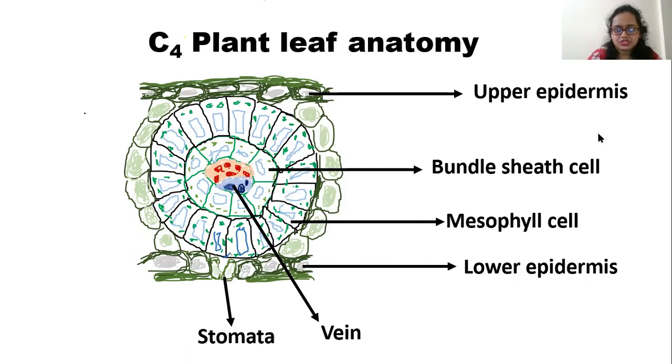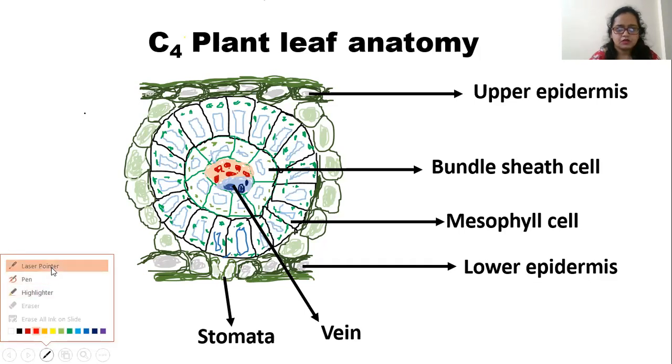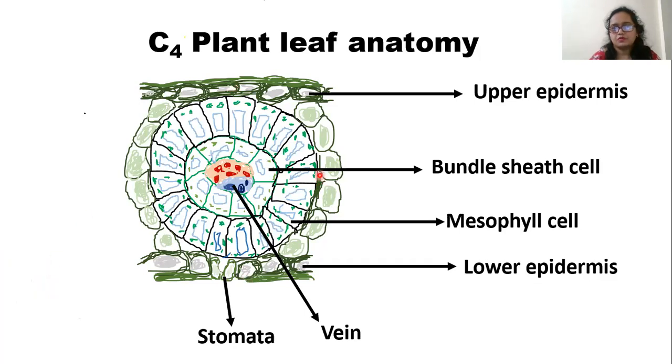We can see in this picture a leaf anatomy of a C4 plant, where between the upper and lower epidermis, there are mesophyll cell rings and a bundle sheath cell ring is located. This bundle sheath cell ring is covering the vein, or you can say the vascular bundles. And around these bundle sheath cells, a layer of mesophyll cells is present.